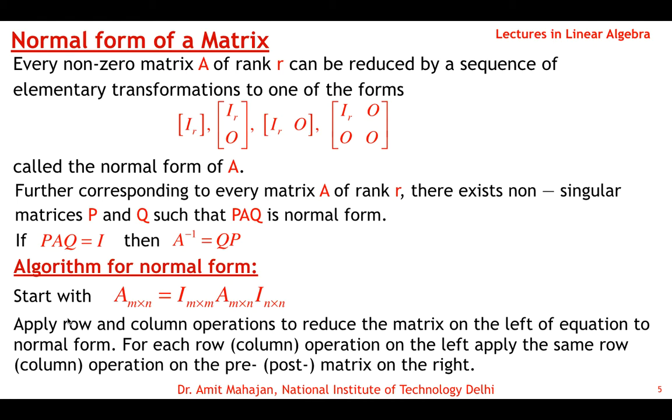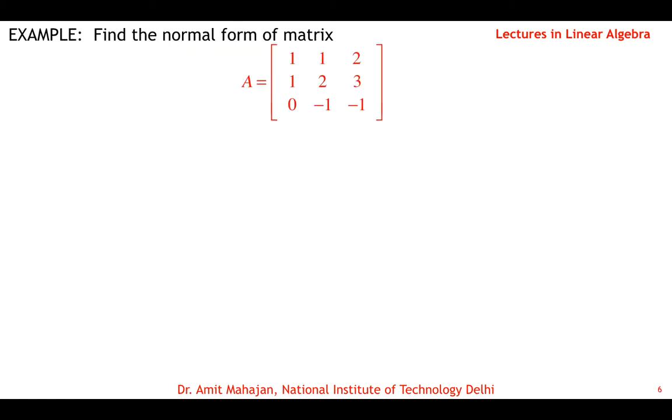So apply row and column operations to reduce the matrix on the left of the equation to normal form, that means one of these forms. For each row operation on the left, apply the same row operation on the pre-matrix on the right, and for every column operation on the left, apply the column operation on the post matrix on the right. So whenever we apply a row operation here, we apply the same row operation on the pre-matrix. Whenever we apply a column operation here, we apply the same column operation on the post matrix. Now let us take one example. We start with a simple example of a 3 by 3 matrix, and we have to reduce it to a normal form.